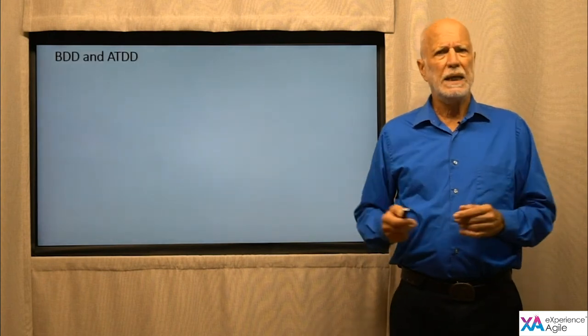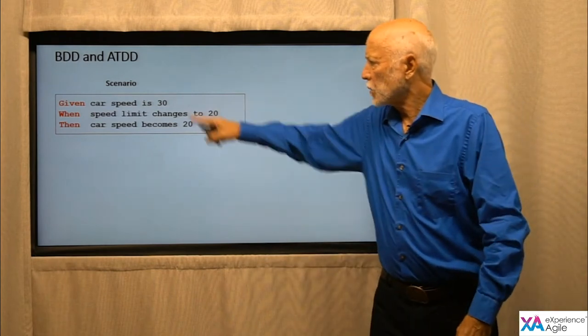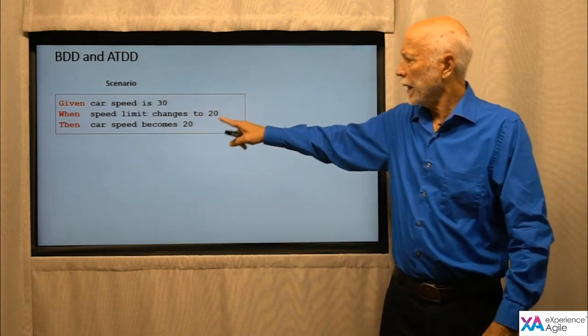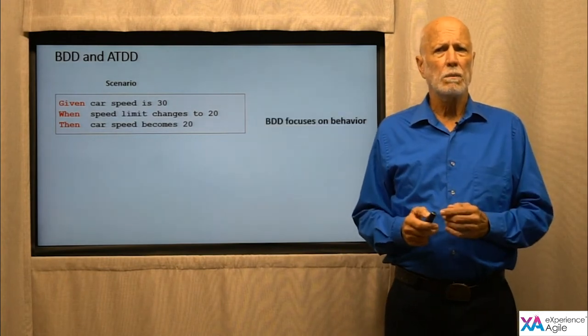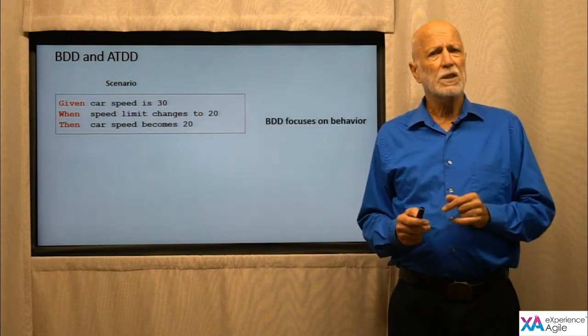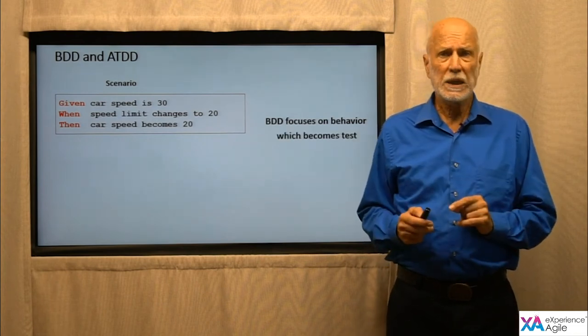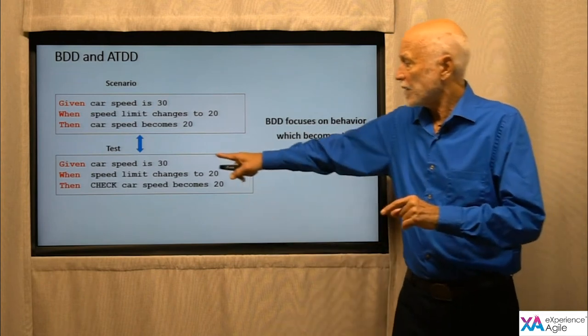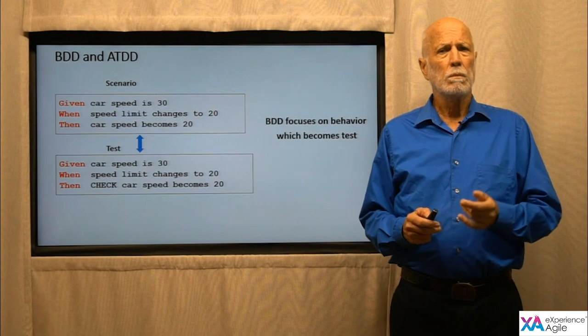So let's look at BDD and ATDD. Here's a scenario. Given the car's speed is 30, when the speed limit changes to 20, then the car speed becomes 20. That's a scenario. BDD focuses on that behavior. Well, it's going to turn into a test. And in the test, we simply check that the car's speed becomes 20.